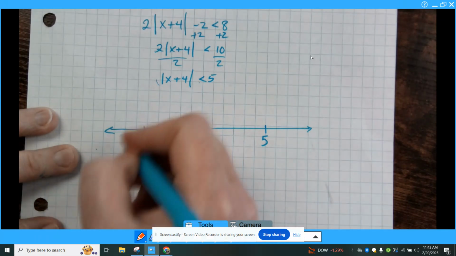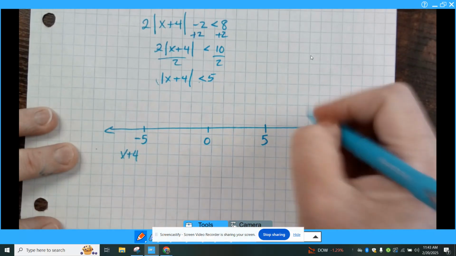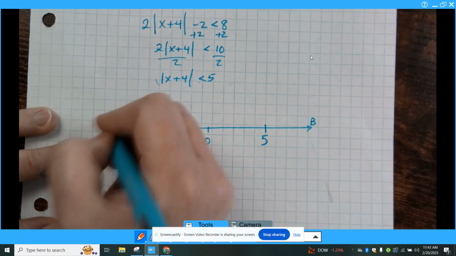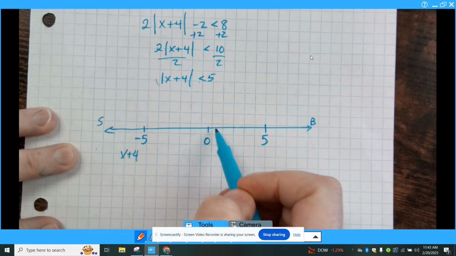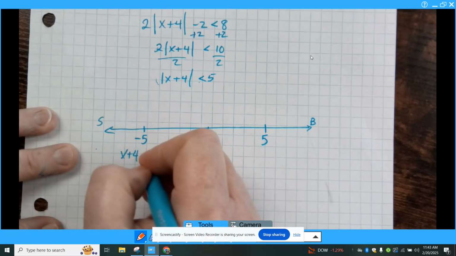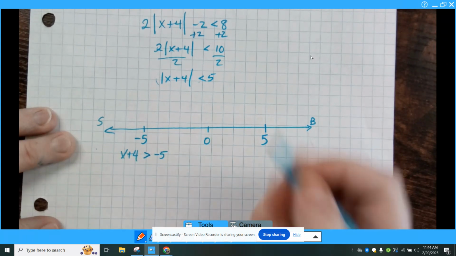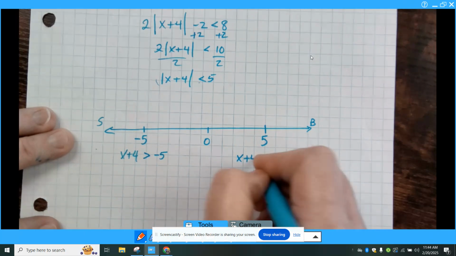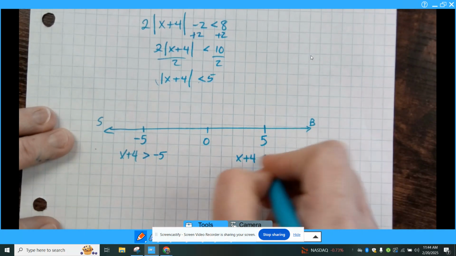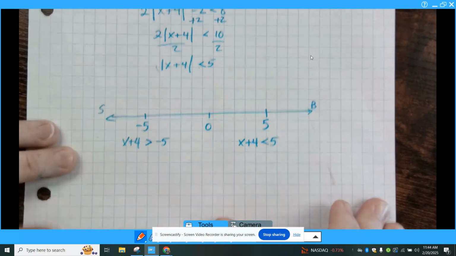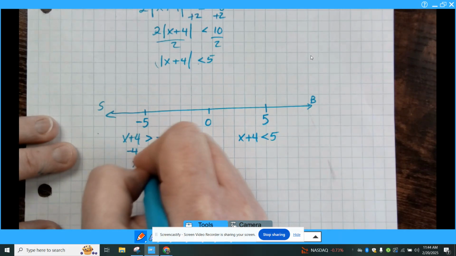So on this side, our x plus 4, remember number lines always get bigger going this way, going smaller this way. These numbers are all bigger than negative 5. So on this side, we want our x plus 4 to be greater than negative 5. On this side, these numbers are all smaller than 5, so x plus 4 is less than 5.